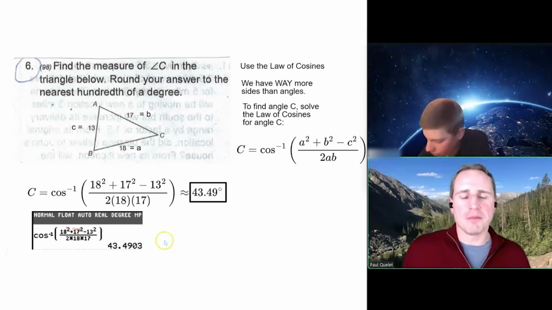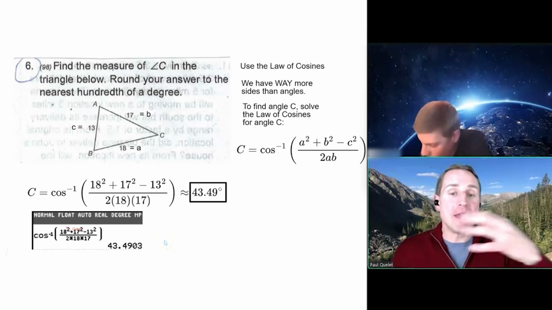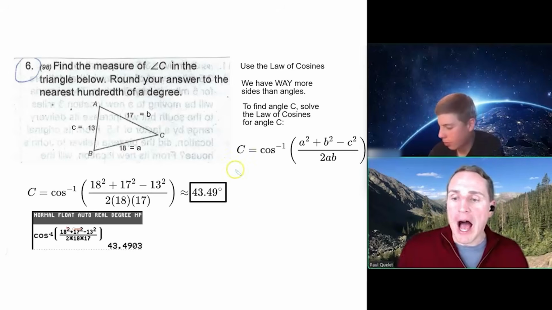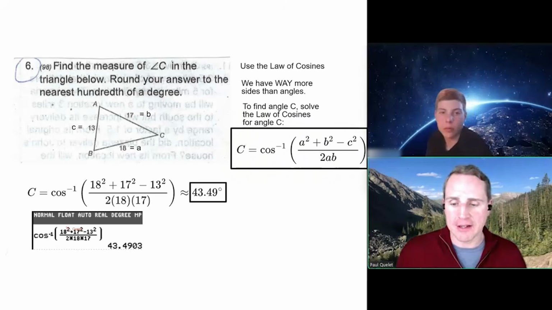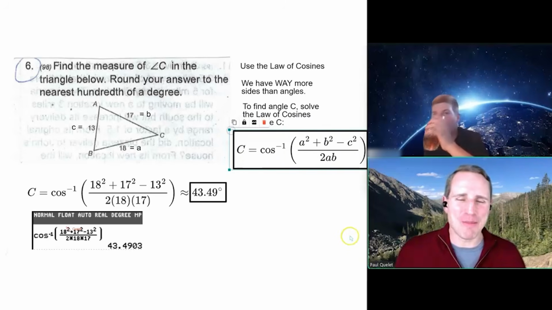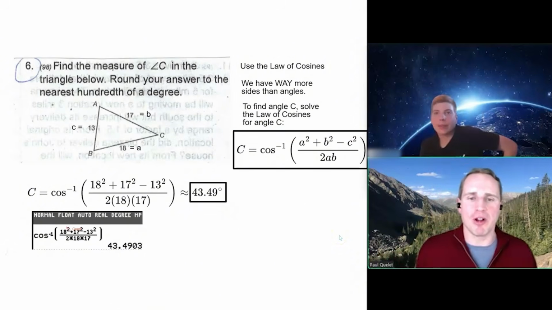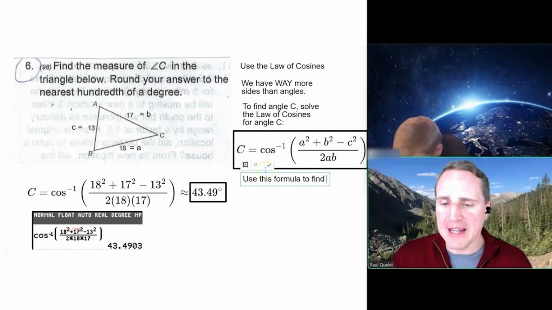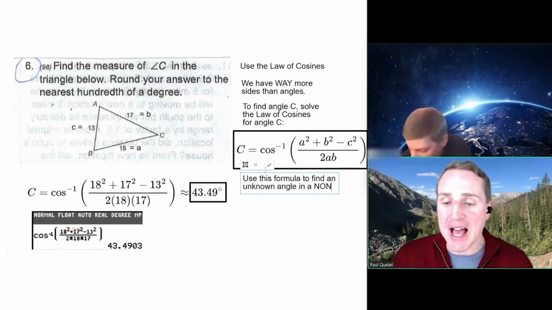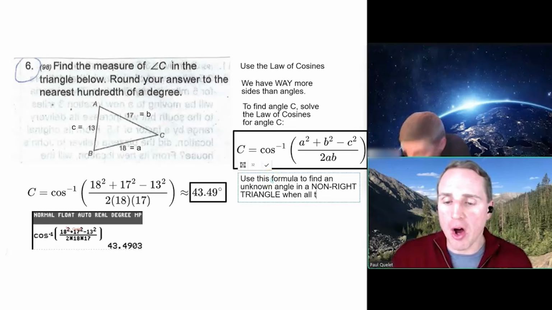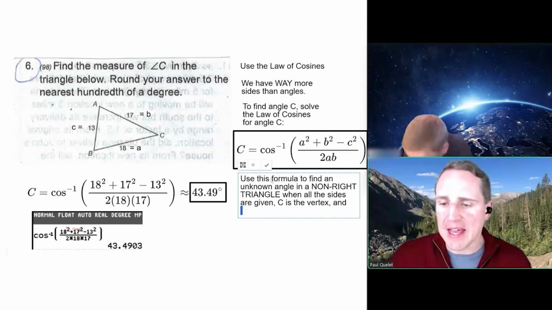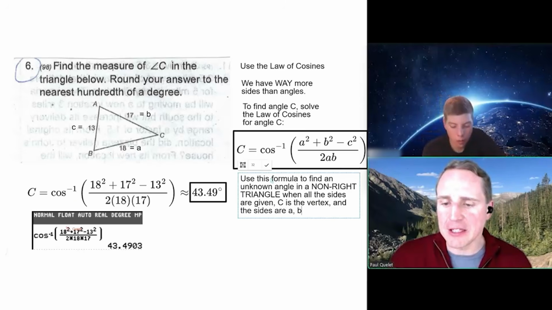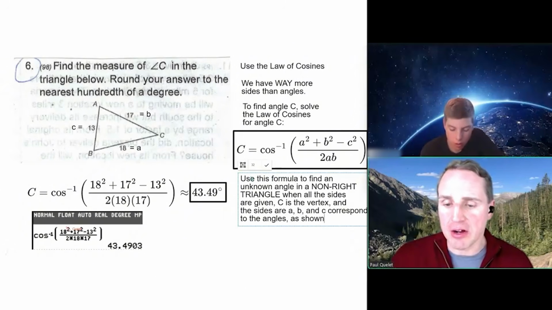Okay, this is a little bit of a tougher one because, again, you had to know which law to use and how to manipulate the law. By the way, quick note, I would definitely recommend having this written down on a note card or an equation sheet. This is one of those formulas that's kind of hard to memorize, so I'd recommend having it written down somewhere. Use this formula to find an unknown angle in a non-right triangle when all the sides are given. C is the vertex and the sides are lowercase a, lowercase b, and lowercase c, corresponding to the angles as shown here. Okay, so that's the idea.